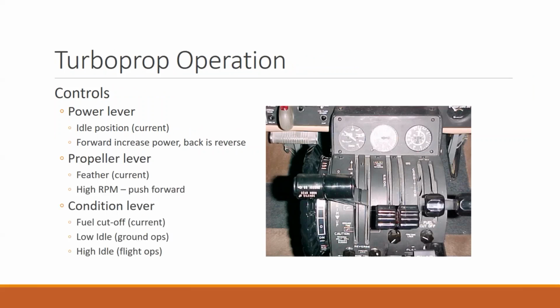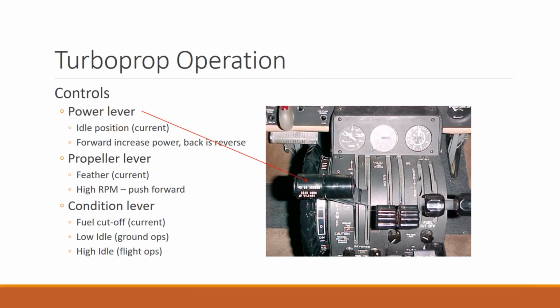So when we operate this, most of these, if you have a free power turbine, are going to have 3 controls. Majority of them do. Although the Saab 340s I worked on were a free power turbine, they only had 2 controls. They had a power and a condition lever. They didn't have a separate prop lever. But you're going to have a power lever. That's kind of your throttle, like what you have on a recip aircraft. That is right now shown in the idle position.